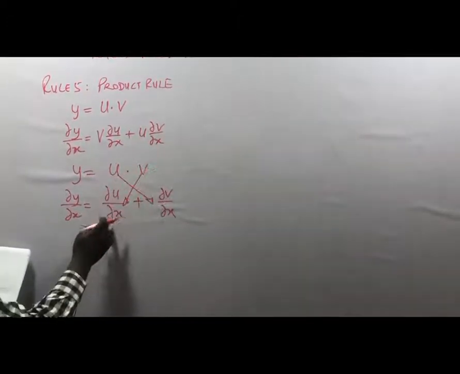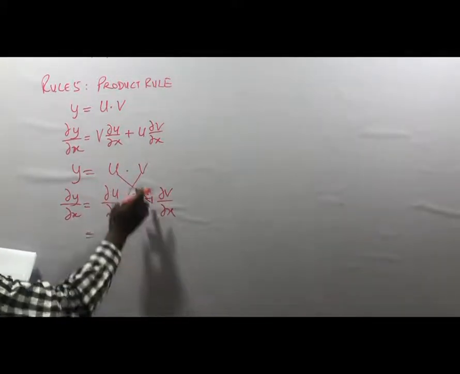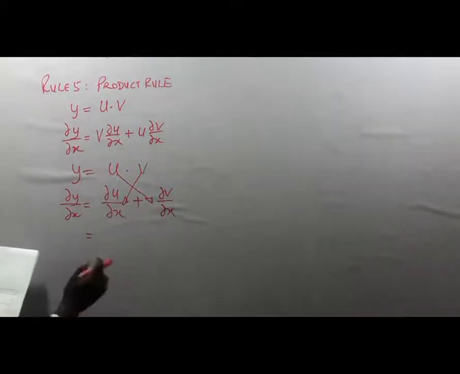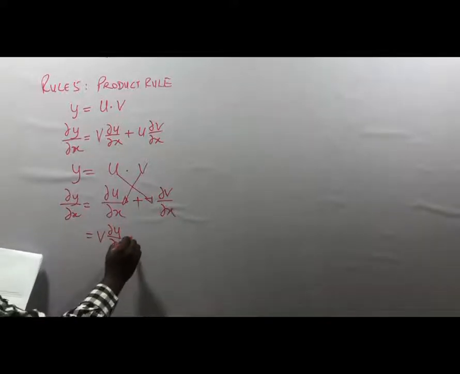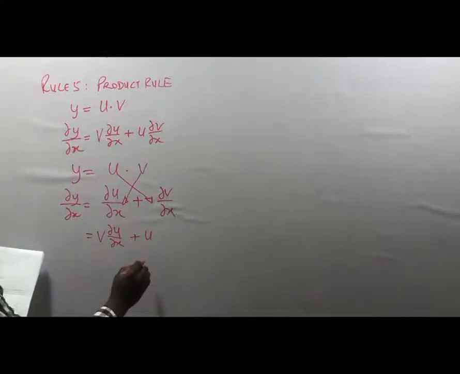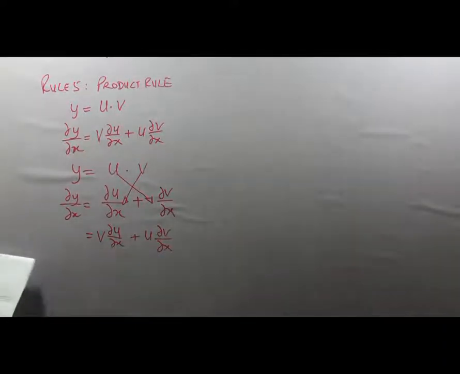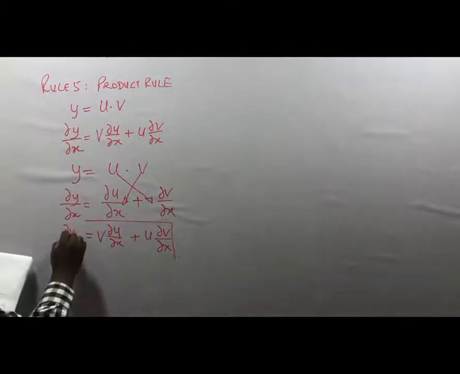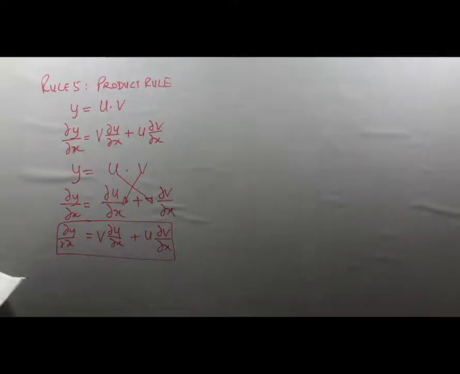So if you have this multiplied by this, you find the derivative of this one and the derivative of the second one, then you cross multiply, so that in the end you are going to have v, which is the second function, multiplied by the derivative of the first function plus u times the derivative of the second function. This is the answer, dy/dx. This is how to determine the derivative using the product rule. So let's look at some examples here.